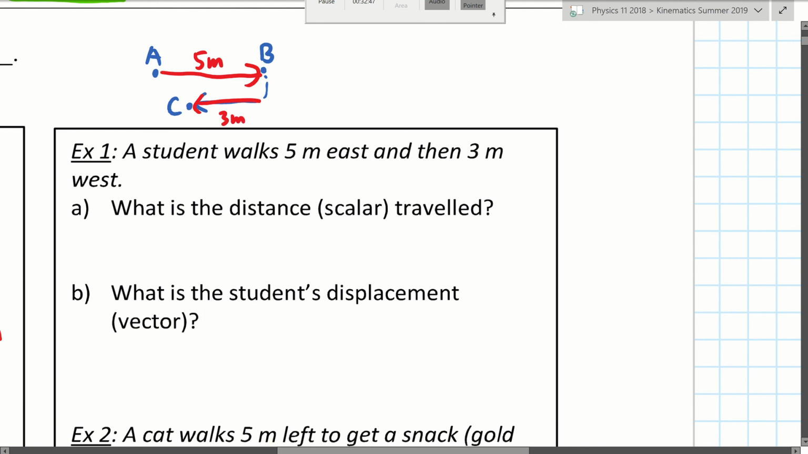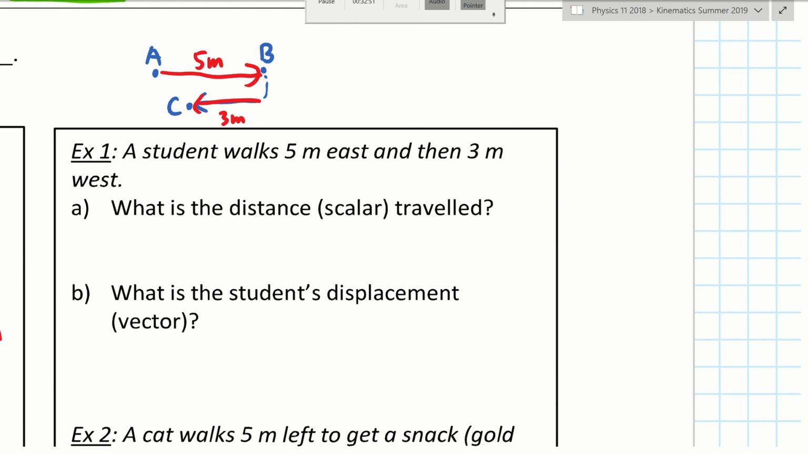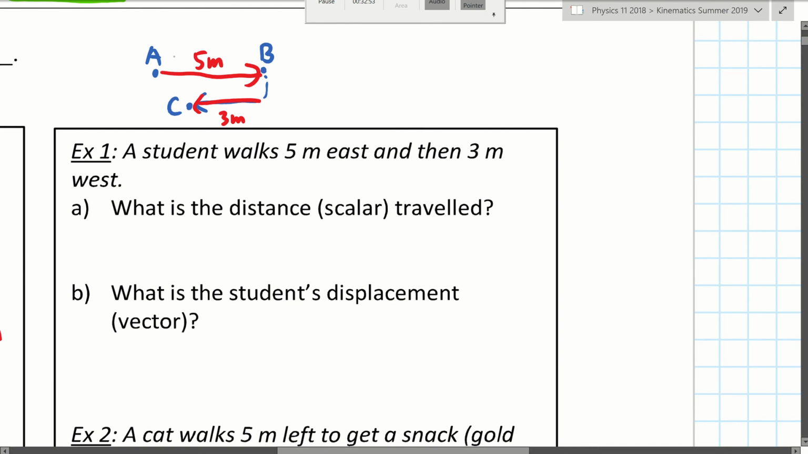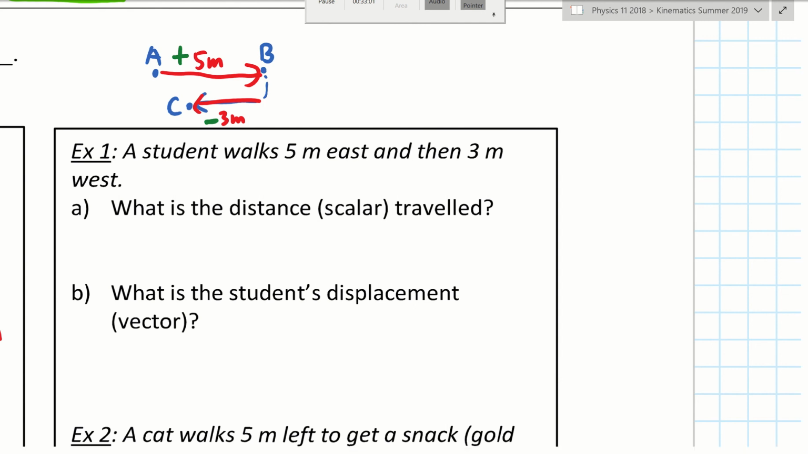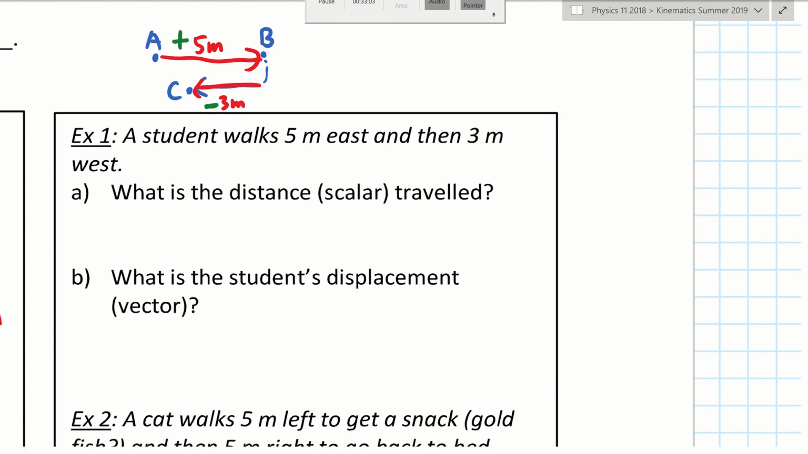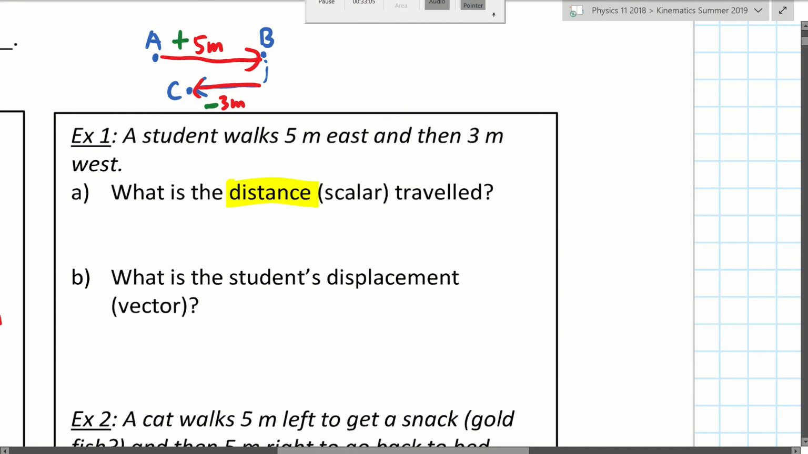Now, because going west is usually negative, that means the 3 should be a negative 3 and the 5 should be a positive 5 in this case, right? So what is the distance traveled? Okay, so think about it. If you're wearing a Fitbit, how far will the Fitbit say that you have moved?